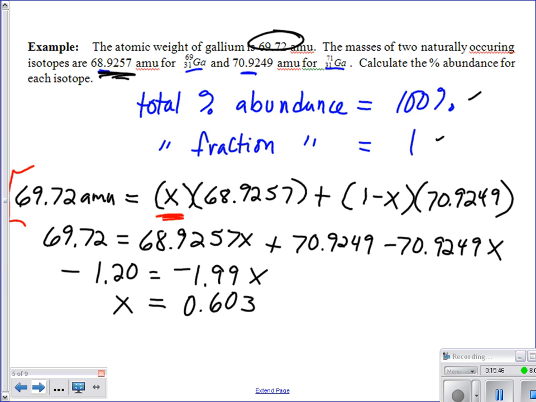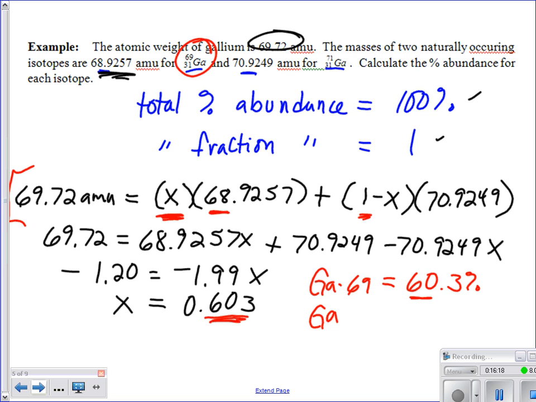I've solved for the percent abundance in decimal form for my gallium-69. So I know that my gallium-69 has a percent abundance equal to, I'm going to multiply this times 100, so equal to 60.3%. Meaning, when I take my 1 minus my 0.603 or my 100 minus 60.3, I get that my other isotope, gallium-71, has a percent abundance of 39.7%. Okay, spend time with that math if you need to.